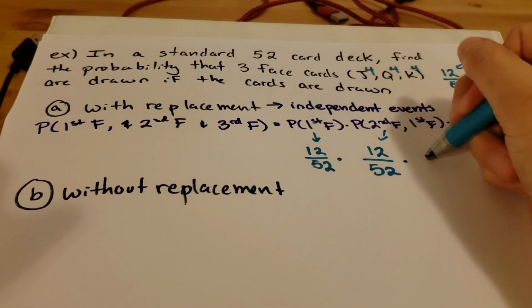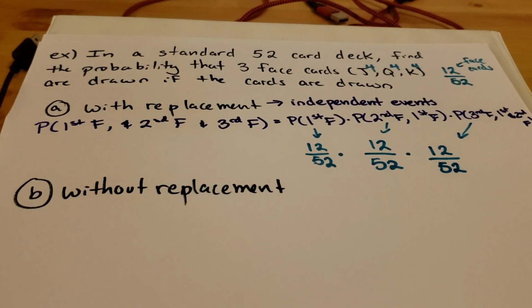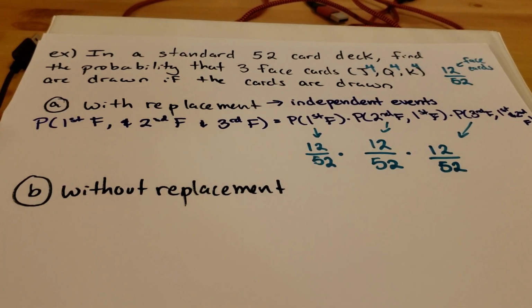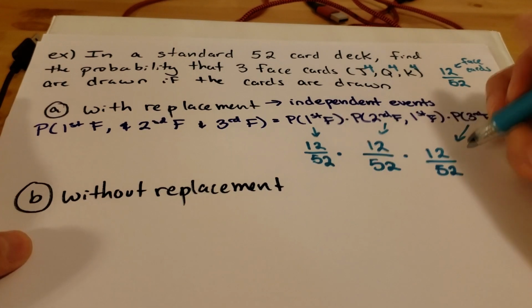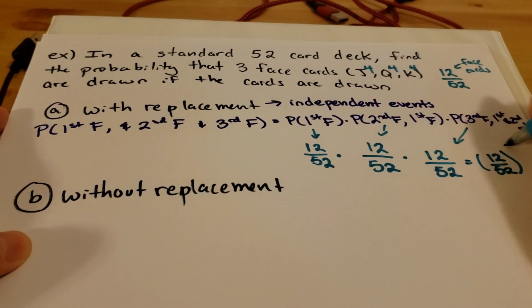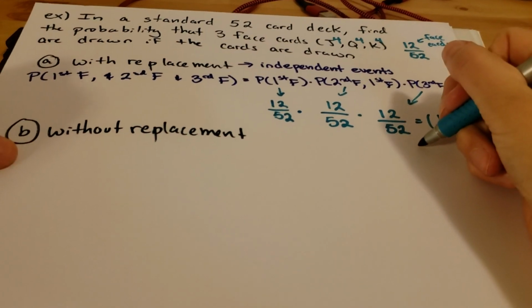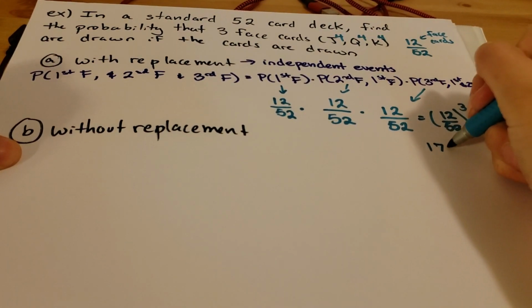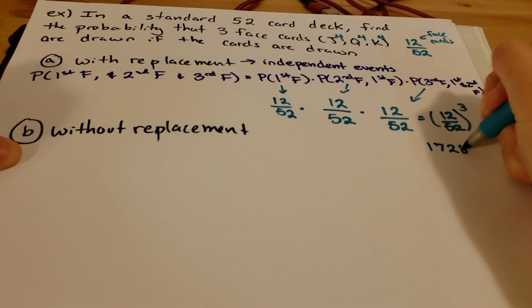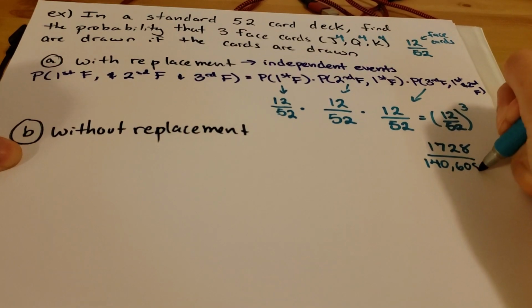And same goes for the third draw. We still have 52 cards in the deck because after we drew the first 2, we put them back in. And we still have 12 face cards in there because after we drew a face card the first and the second time, they were put back in each time. So we can also express this as 12 over 52 to the third power. And if we decide to multiply this out, we end up with 1,728 out of 140,608.